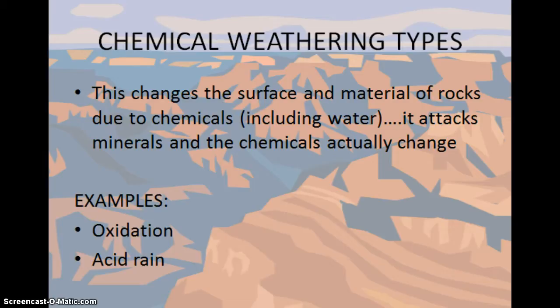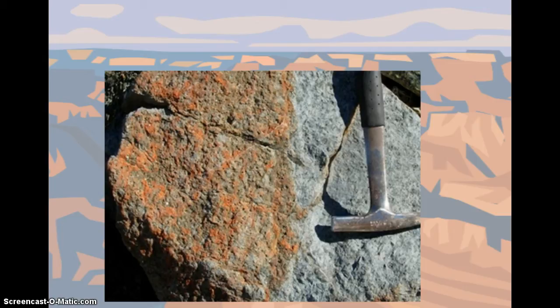A couple of really good examples are oxidation and acid rain. And we did our experiment with acid rain, how limestone was affected by vinegar. So this is a great example of oxidation. This has happened because this rock has some iron inside of it, as some of the minerals, and then when it broke open, the iron was exposed and oxygen totally took its toll. So you can see it looks like it starts to rust, and that's oxidation. We'll see a few pictures here of that. Looks really cool, I think.